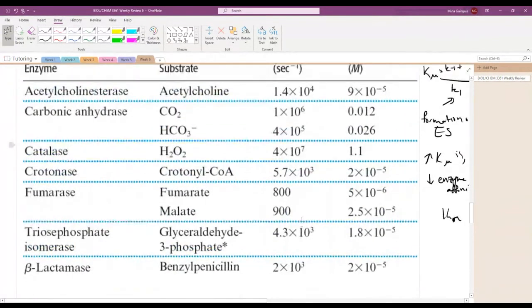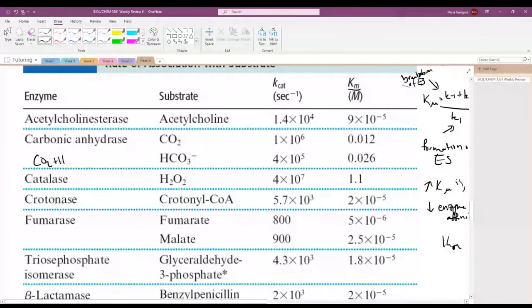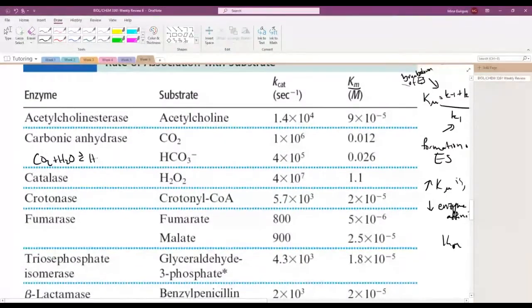So I want to look at carbonic anhydrase. Okay, so carbonic anhydrase can have two substrates, and I want to point out that these substrates are very, very similar. In fact, if we know what carbonic anhydrase does, it catalyzes CO2 plus H2O going to bicarb and H plus. It has a substrate for the forward reaction, and it has a substrate for the reverse reaction. Okay. Now, there's Kcats. We can talk about Kcats in a bit. Let's look at the Kms.